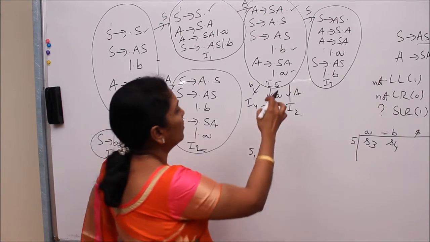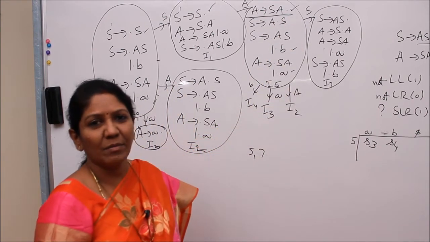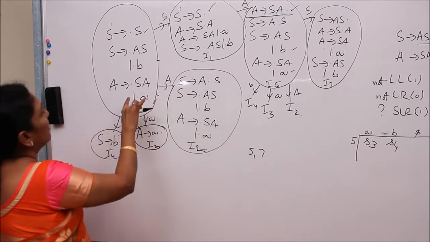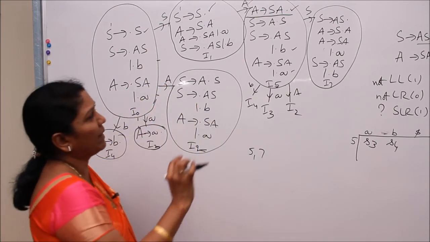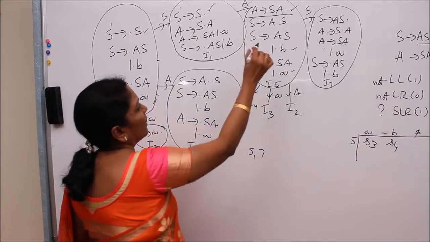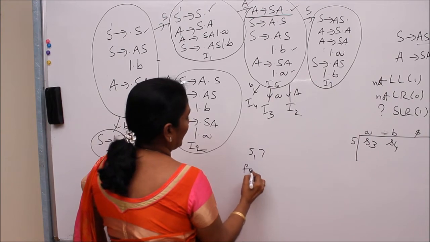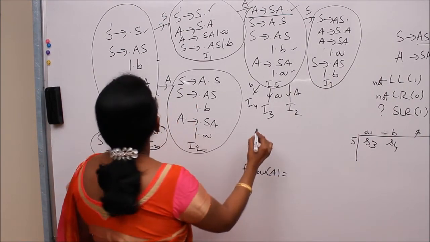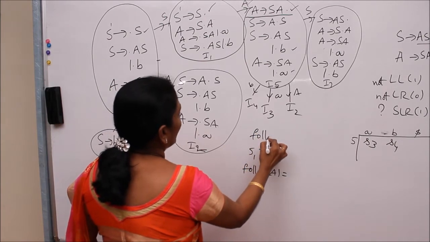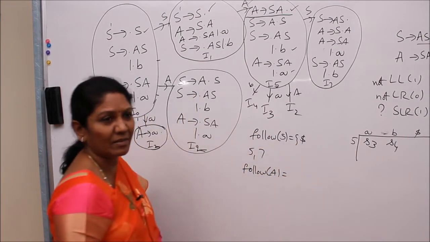Now coming to reduce action. Reduce action is for the final item A to SA. What is A to SA? A to SA is production number 3, so R3. So place R3 in the row 5 under follow of A. So what is follow of A? First find out follow of S. Follow of S is what? Dollar, because S is a start symbol.